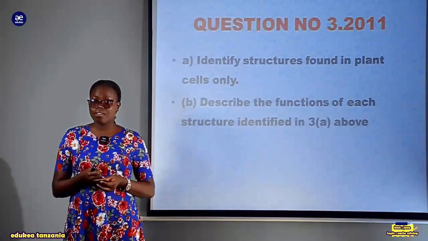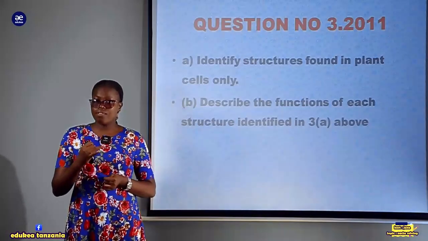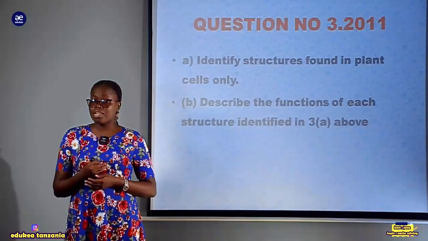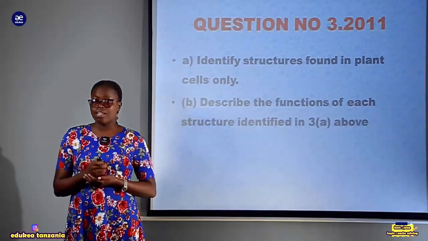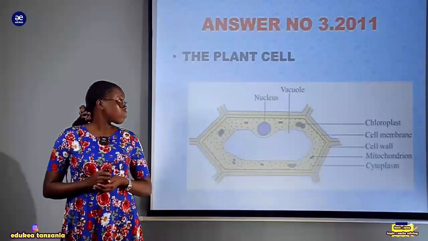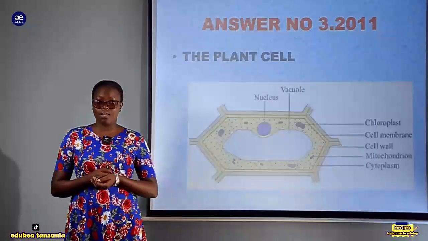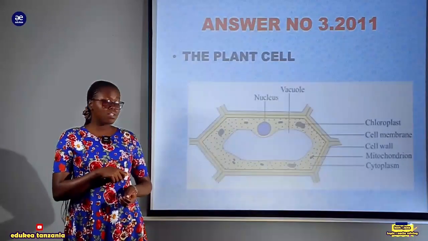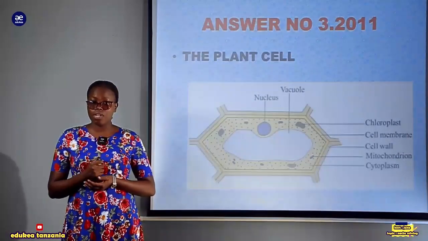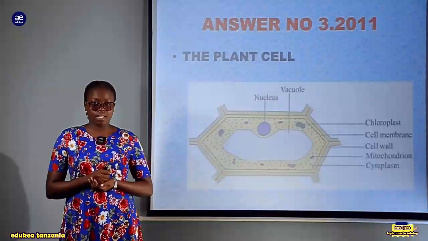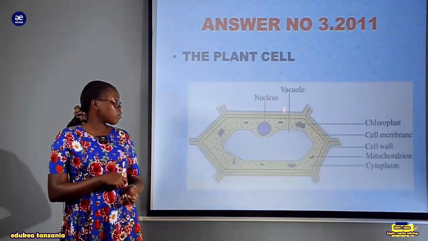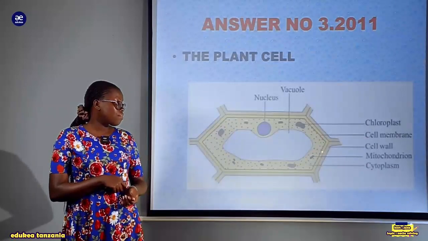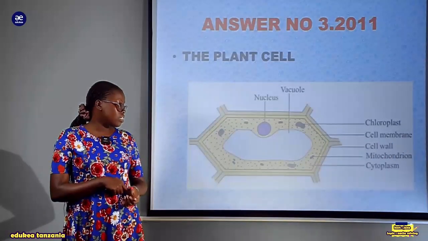For question number 3, Roman B, you need to give the function of those two identified distinguishing structures which are found within the plant cell and not within the animal cell. Now let us see the structure of the plant cell which has been asked. In the diagram, these are the cellular organelles which make up the plant cell. Here we have the nucleus, the vacuole, the chloroplast, the cell membrane, the cell wall, mitochondria, and cytoplasm.